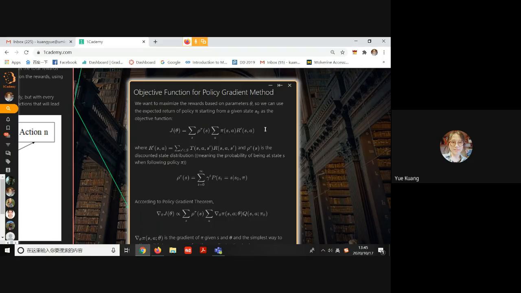Then for the latter terms here, pi(s, a) is the policy we want to learn, while R tilde(s, a) is equal to the sum over all the next states s tilde of the transition probability times the reward of taking action a at state s, where the next state will be s tilde.